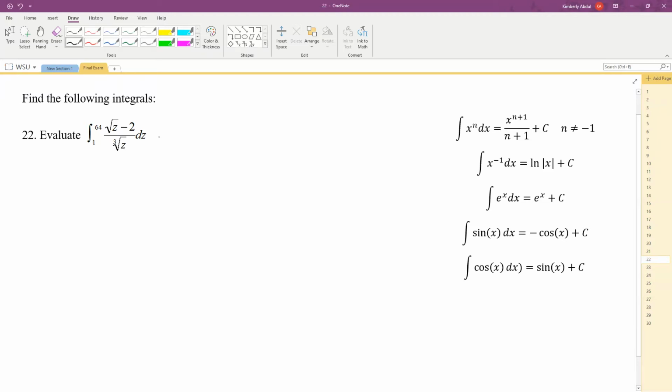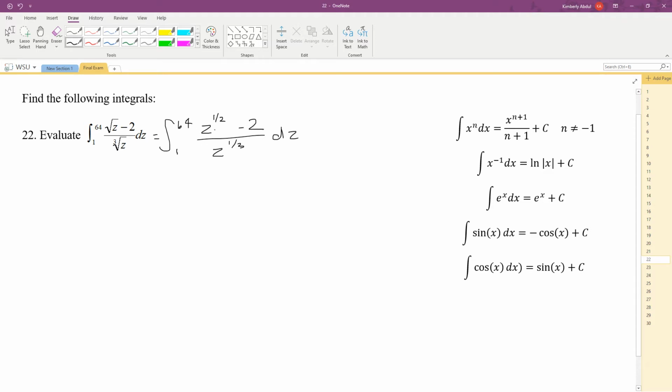All right, so this problem is going to be a little bit long, so I'm going to try to take it as much as I can, one step at a time. So the first thing that we're going to do is write each of these expressions using fractional exponents. So I'm going to still have 1 to 64 here, but I'm going to write this as z to the 1/2 minus 2 over z to the 1/3, and then we're still going to integrate it with respect to z.